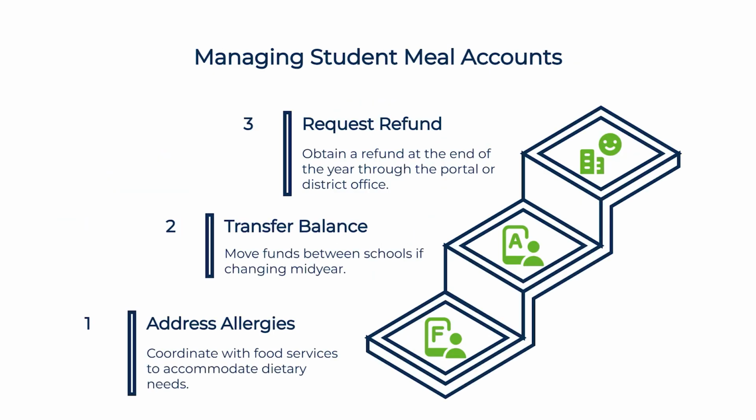Special cases come up. If a student has allergies or dietary needs, coordinate with food services and note any restrictions in the platform if the option exists. Some districts allow pre-ordering or item-level blocking. And if you're moving between schools mid-year, ask to transfer the balance because many systems support it. If you need a refund at year's end, request it through the portal or the district office.